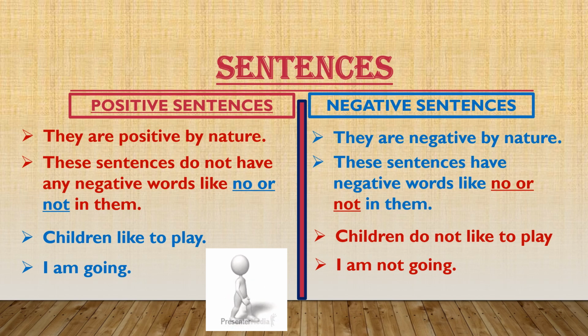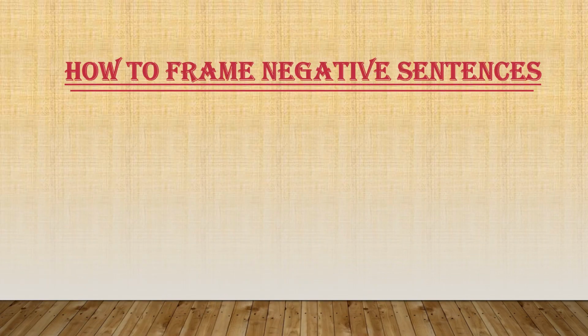So the basic difference between positive sentences and negative sentences is positive sentences will never have no, not, neither, never in them, and negative sentences will always have them. Now we are going to learn how to frame negative sentences. For that, I have divided the kinds of sentences into various different categories. And we are going to deal with each category one by one. And I'm going to tell you how to change positive sentences into negative.